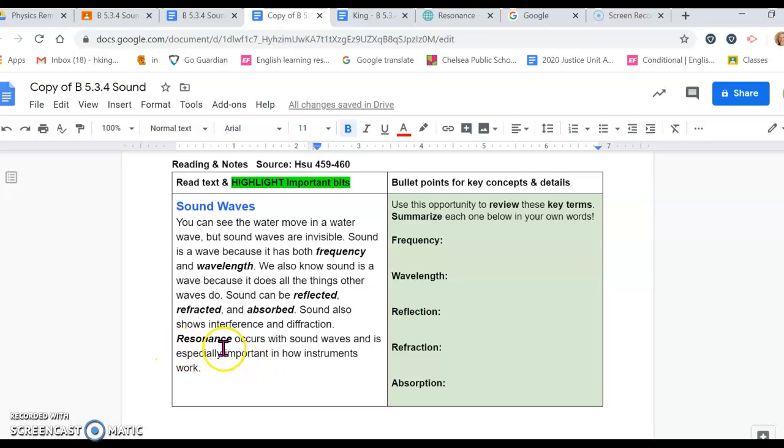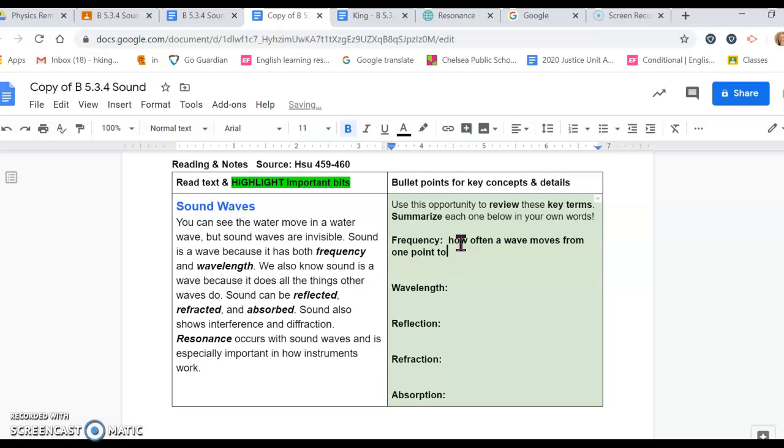Ooh, now we're relating resonance to instruments. This word is certainly starting to make more sense to me. In this first box, we're going to use the opportunity to review these key terms and summarize each one below in your own words. So, frequency, I'm going to say in my own words, how often a wave moves from one point to another. That one I was able to do on my own.